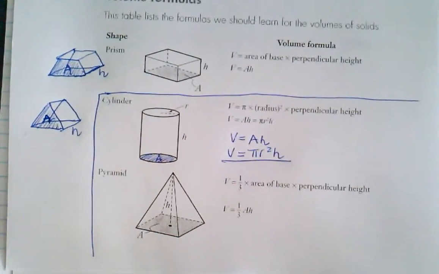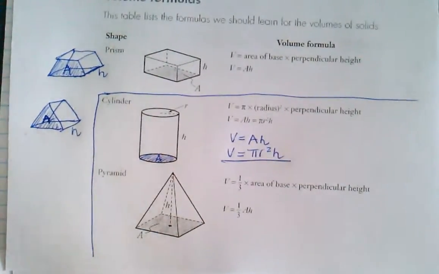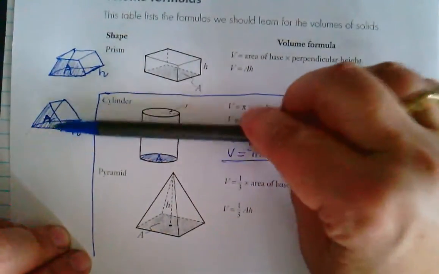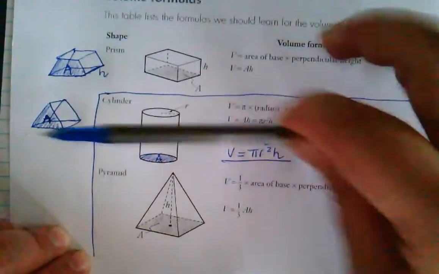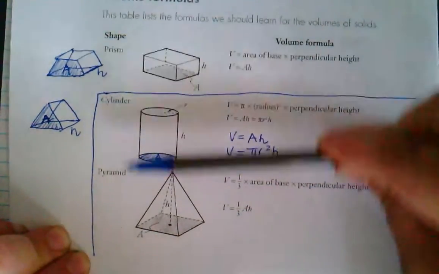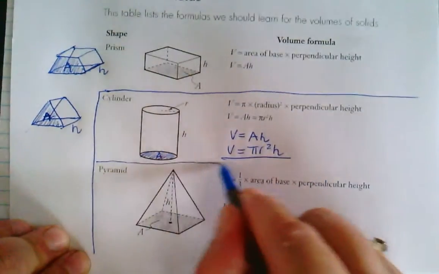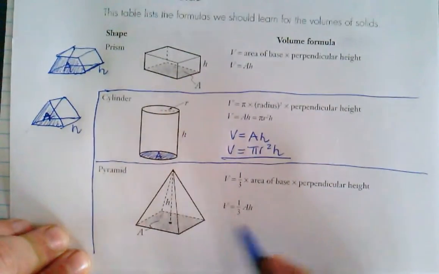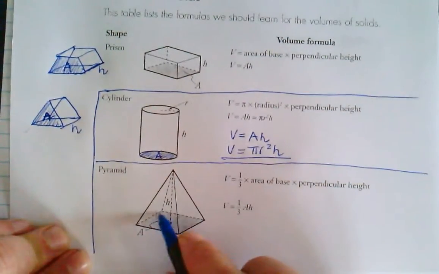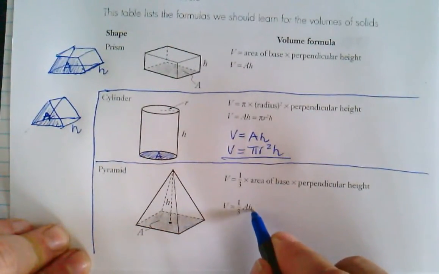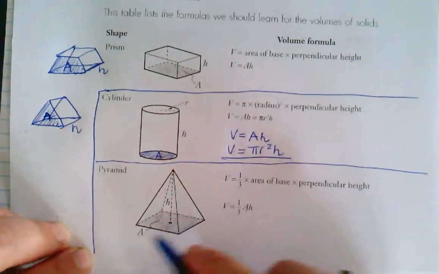A cylinder is the same as a prism. What's the uniform bit? What's the shape that never changes? Circle, how high back? So if I kept cutting the circle, this cylinder, how far I can cut is the height. The last one is the pyramid. Now, with the pyramid, you will be given the formula. It's the area of the base times the height, but it's 1/3.